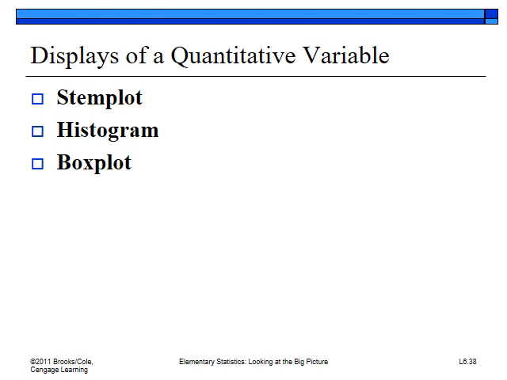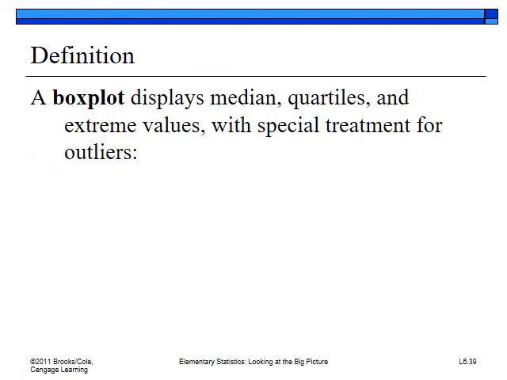The last way that we will display a quantitative variable is using a box plot. A box plot is a visual representation of our data that shows the median, the quartiles, and the extreme values, the maximum and minimum, with special treatment for outliers.